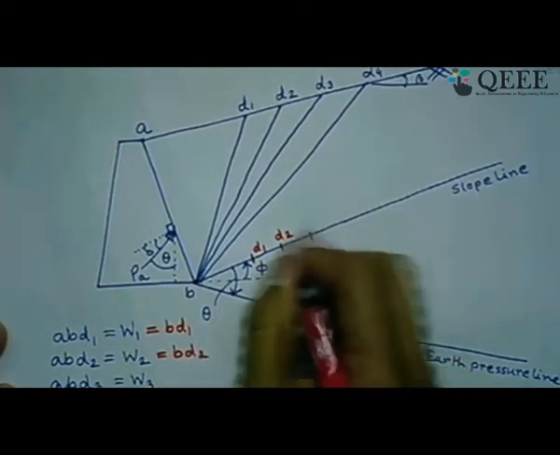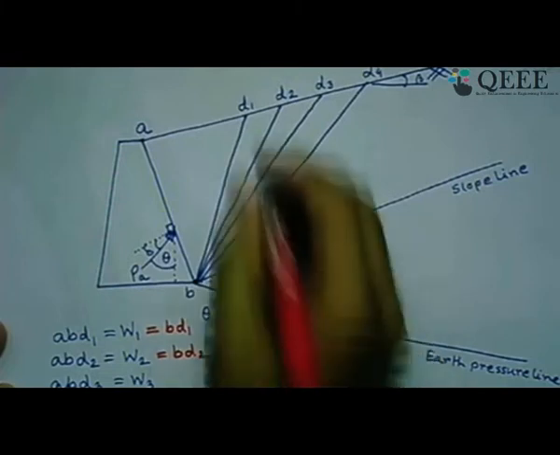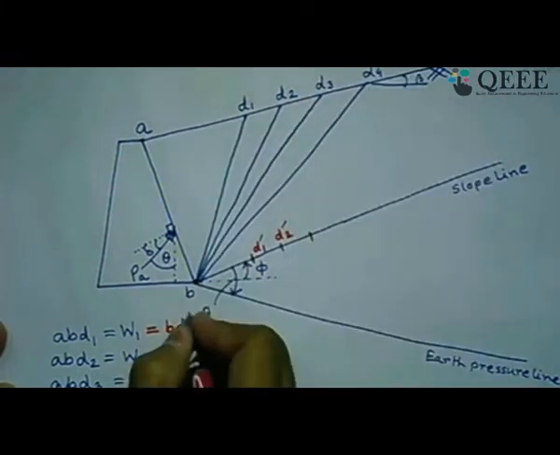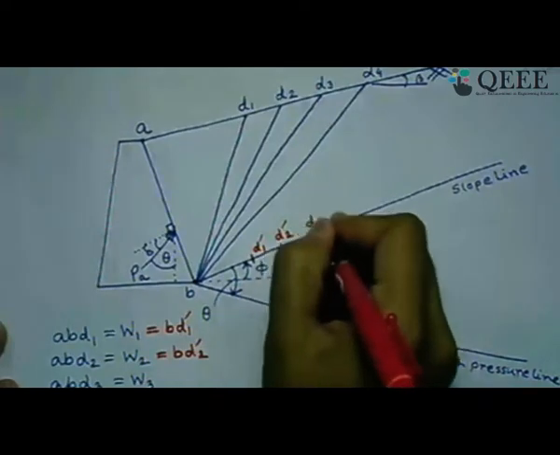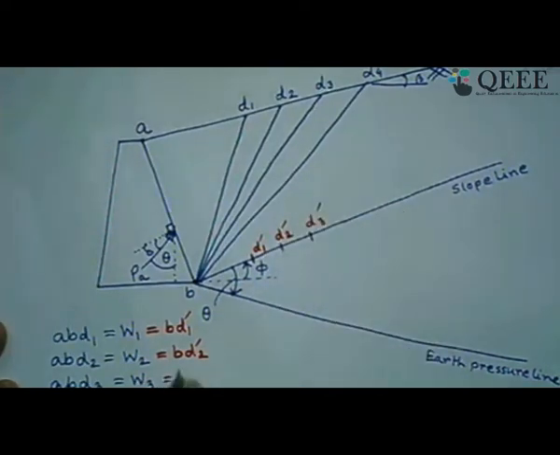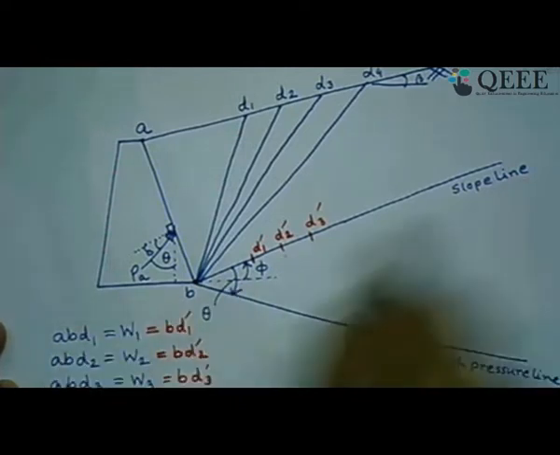Similarly, I'm sorry, let us use the dash, because D1, D2 I have already used. So let us use D1 dash, D2 dash. This is D3 dash. So this is for BD3. These are the scale distances for the chosen vector scale, and that we plot along the slope line.